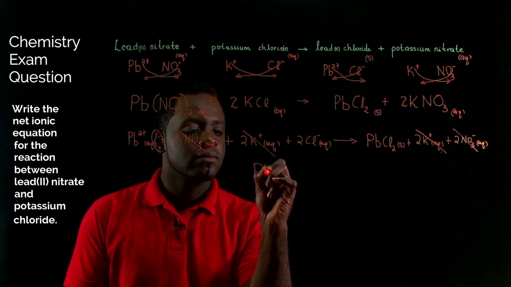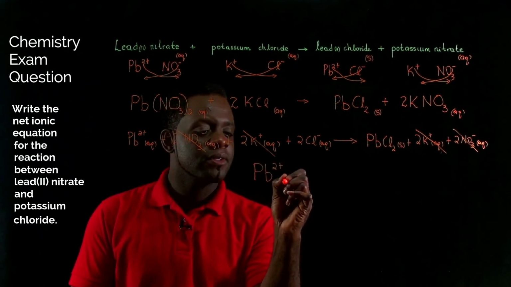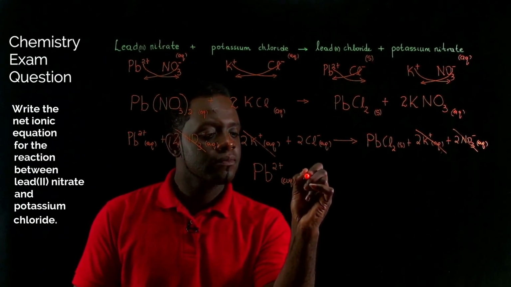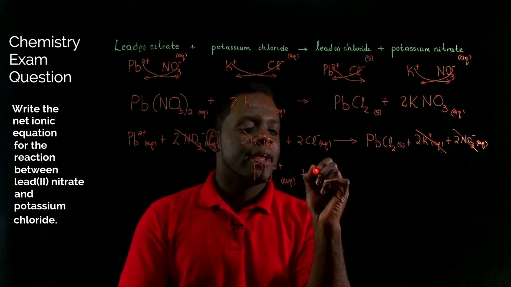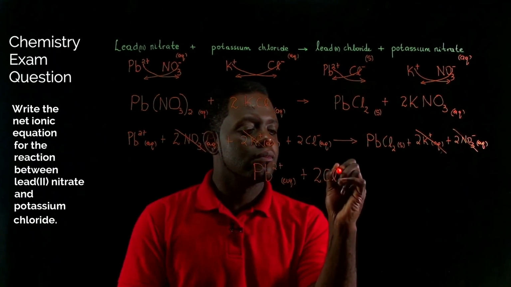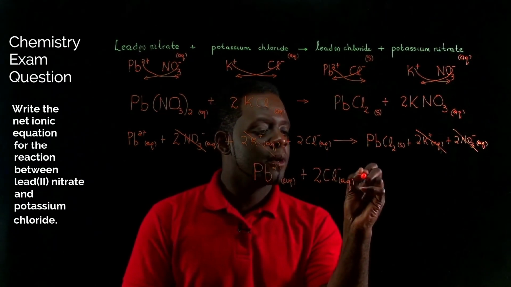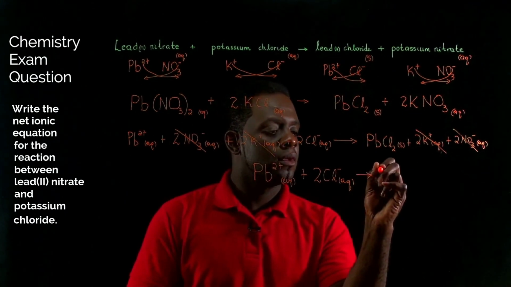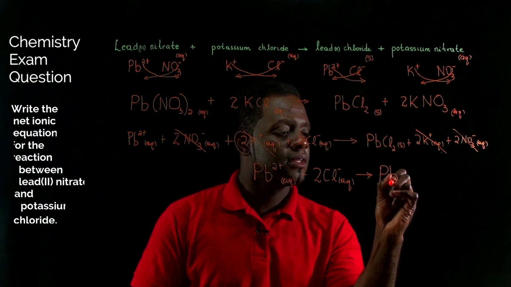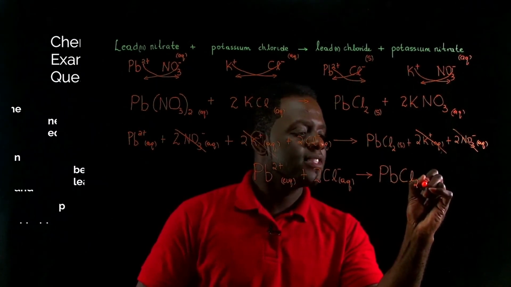lead Pb2+ aqueous plus 2 chloride ions aqueous going to form the lead 2 chloride precipitate.